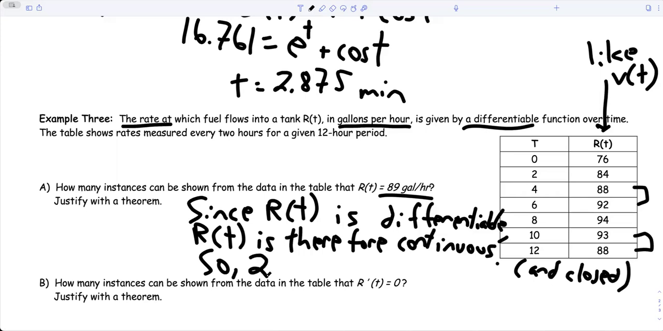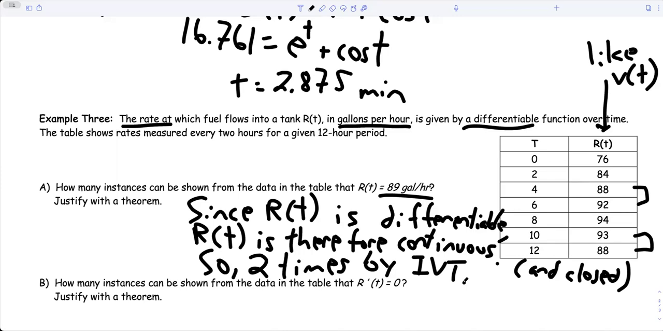So answer the question that they asked. What did they ask? How many instances? So 2 times by the Intermediate Value Theorem. However, you don't have to put the theorem name, but you do have to put this. Since R(t) is differentiable, R(t) is therefore continuous, so 2 times.